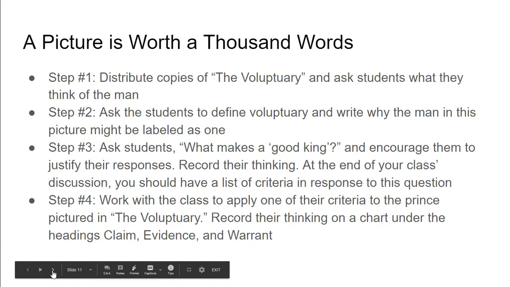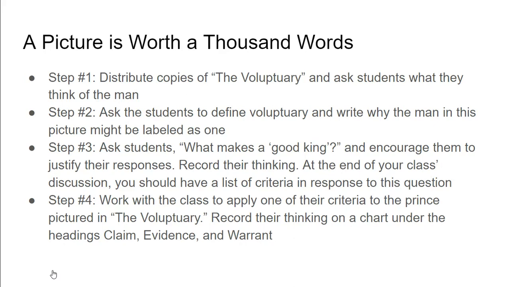Another activity that was done is A Picture Is Worth 1,000 Words. Step 1. Distribute copies of The Voluptuary and ask students what they think of the man. Now, the picture itself is just a picture of the Prince of Wales, sitting down eating, and it's not a pretty sight, let's just say that. People will gather evidence in that picture.